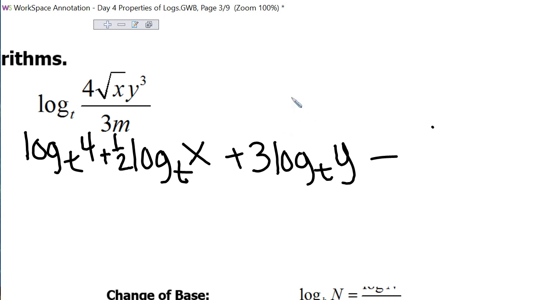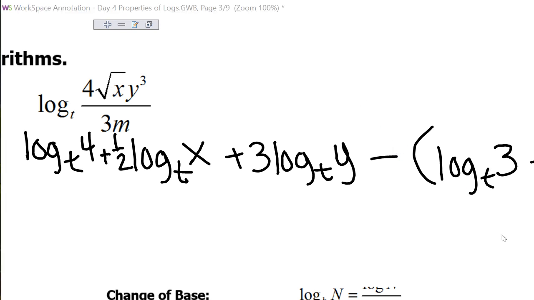So that would be log base t of 3. And what operation is happening with 3 and m? Plus. They're being multiplied, so I need to change it to addition. And we need to add to that log base t of m.